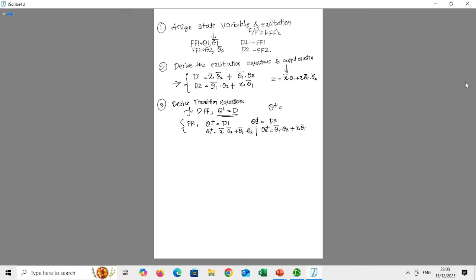Transition equations are obtained by using the characteristic equation of the flip-flops and substituting the excitation equations into the characteristic equations.